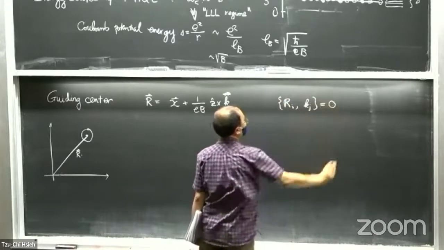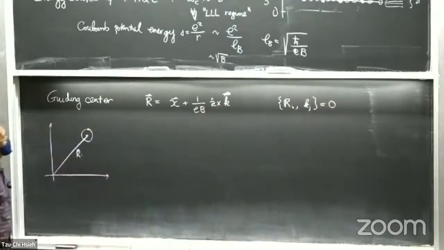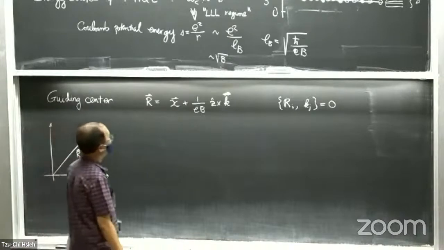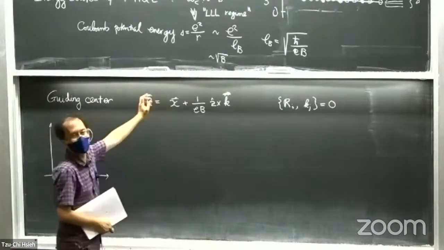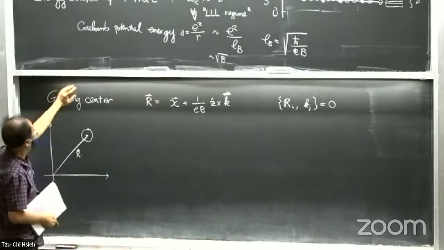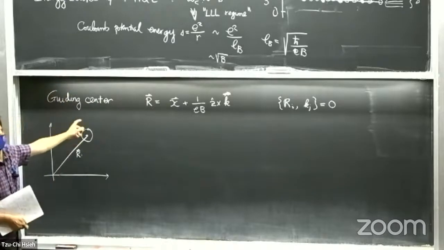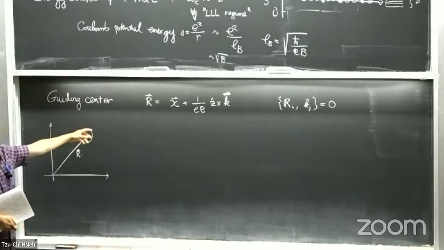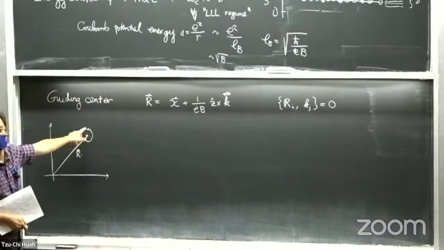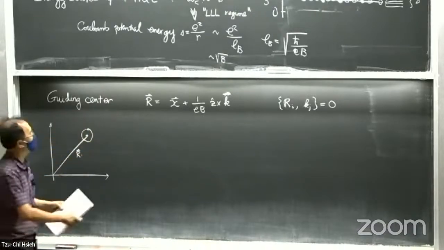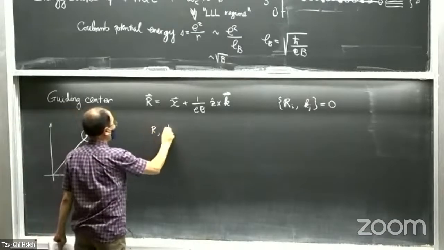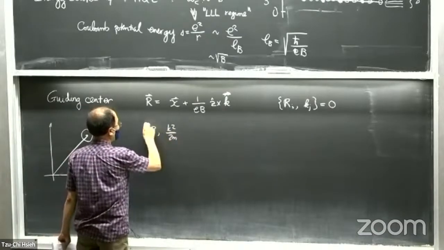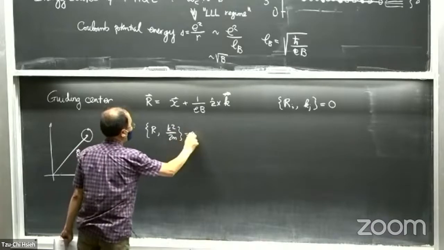I'm going to try to stay in classical physics most of the time. So the Poisson bracket between R and k is 0, with the consequence that if a particle experiences no external potential, only a magnetic field, then R is going to commute with the Hamiltonian, k squared over 2m, which is equal to 0.